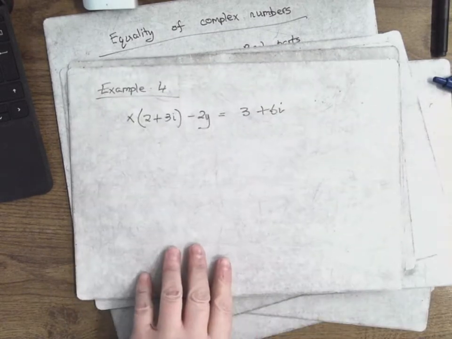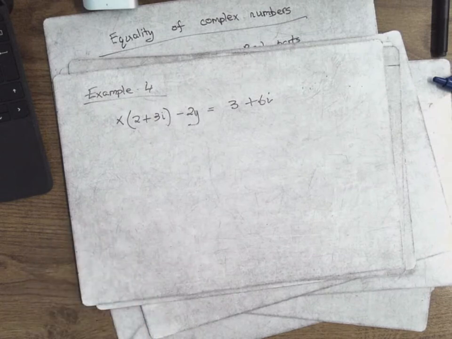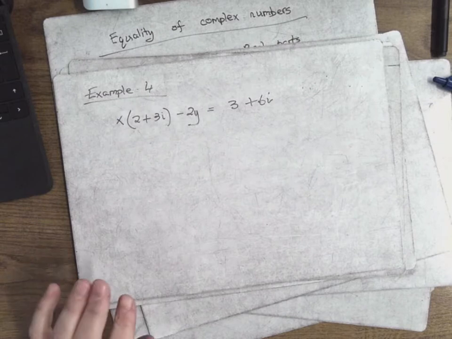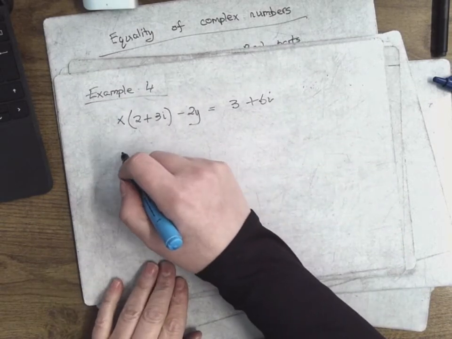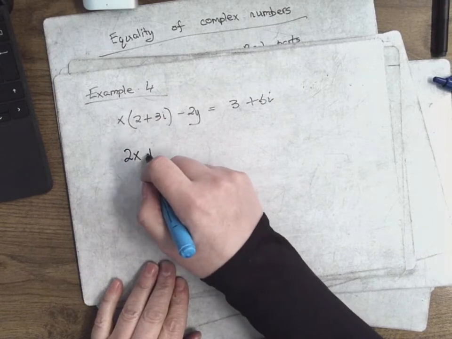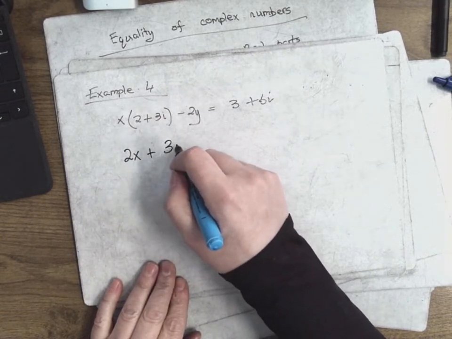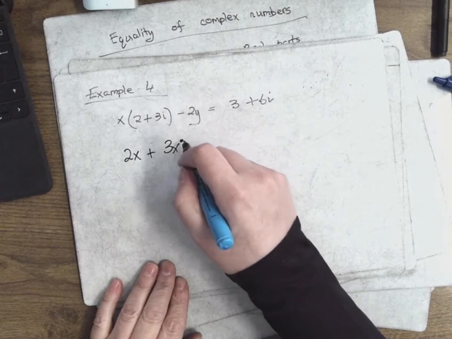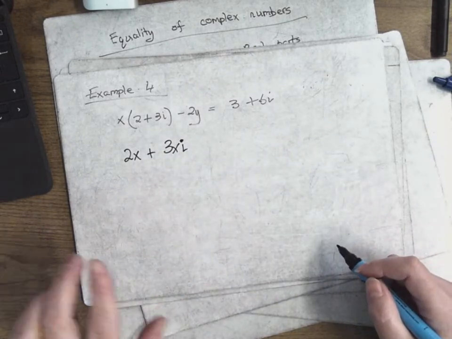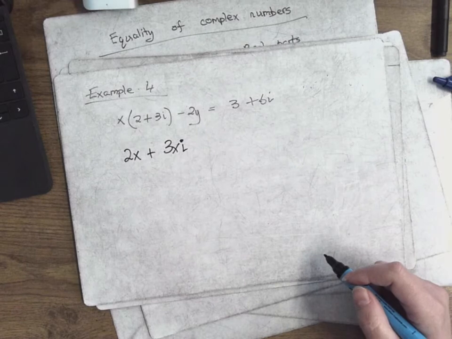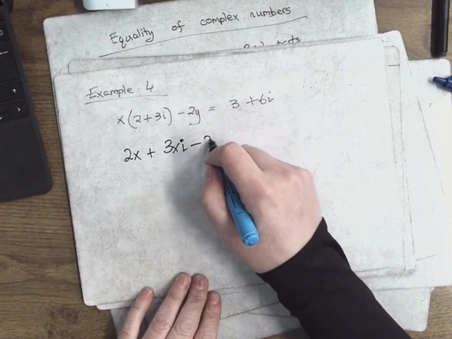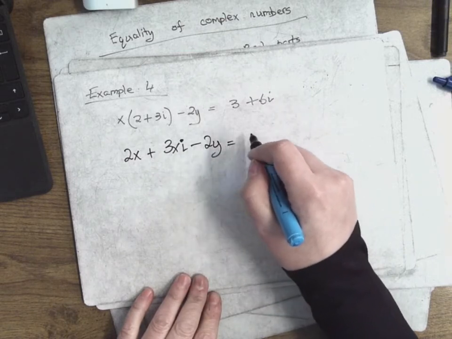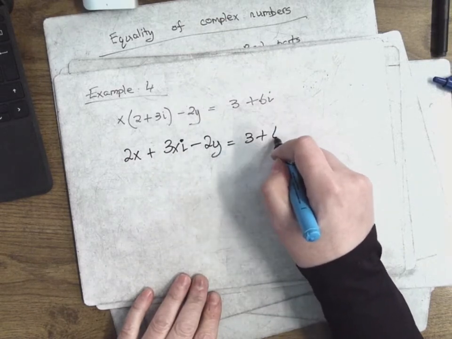Right, okay, example 4. So what do I do here? What am I to do? Multiply into the brackets. So what do I get when I multiply into the brackets? 2x, 3xi. I'm going to put 3xi because I want the i at the end, because I'm cancelling in a minute. Minus 2y equals 3 plus 6i.